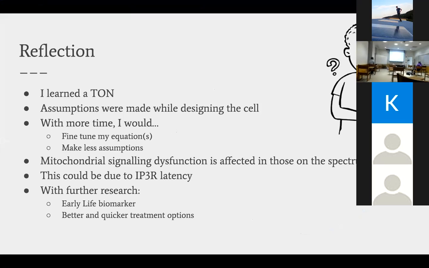Okay. So in reflection, I really learned a ton. I had no idea what I was doing coming in, honestly, and I learned a ton. Berkeley Madonna was very fun to learn. That was my happiness reflection, I guess. It was a great project. But in terms of what I could do better and some errors that were made, there were definitely a lot of assumptions that came into designing the cell, just because there's not a ton of research on this, not a ton of studies that I could use.